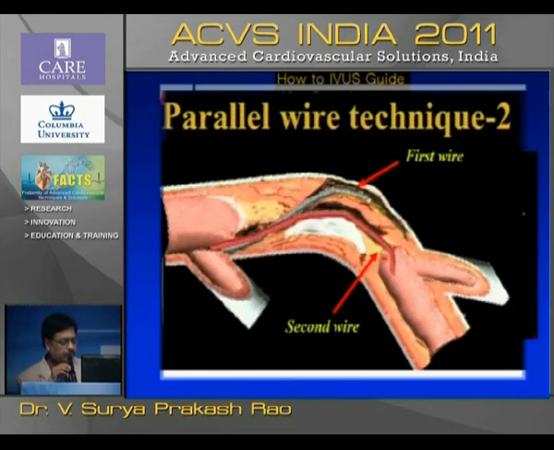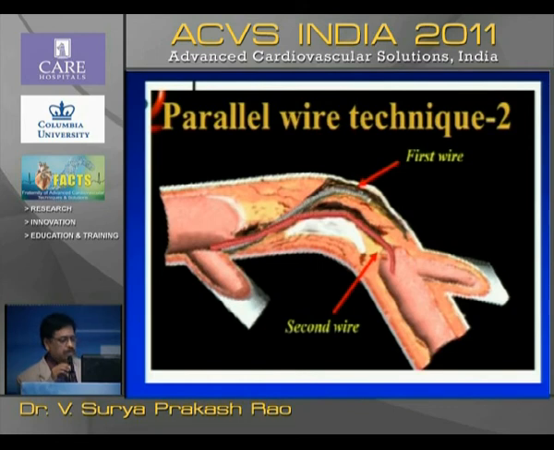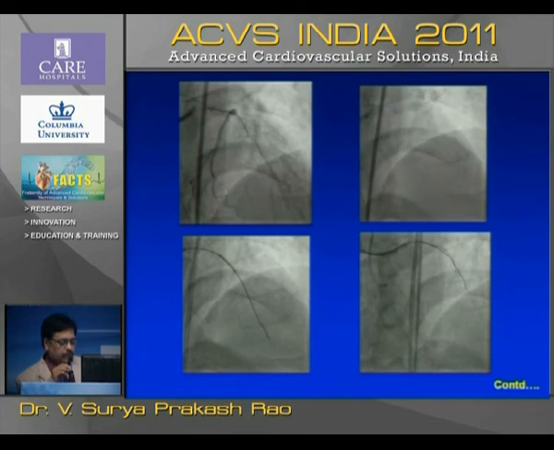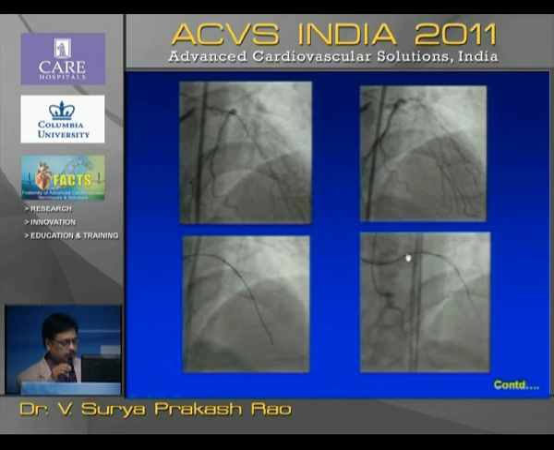This is the parallel wire technique, where in this case you can easily see this patient had a CTO failed at 2 places. And you can do it simply by doing the parallel wire technique, and the patient had a very good result. It's done very recently.